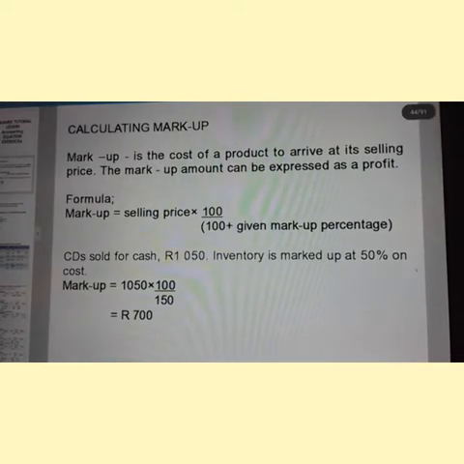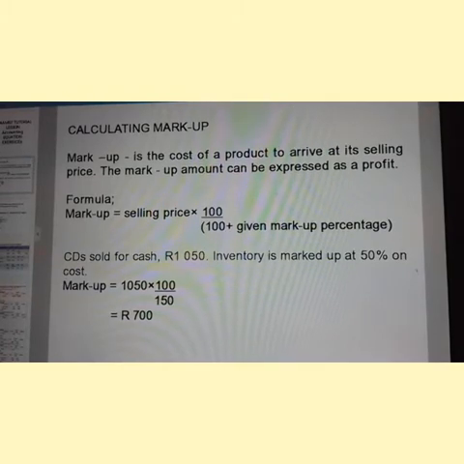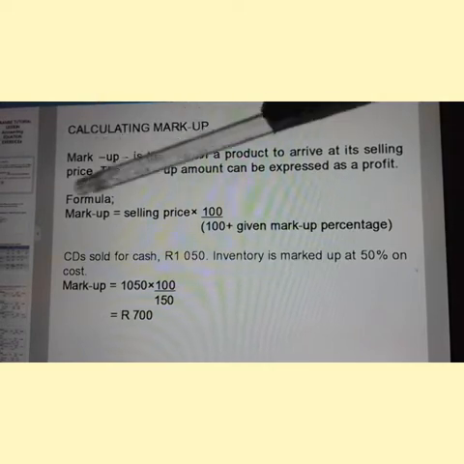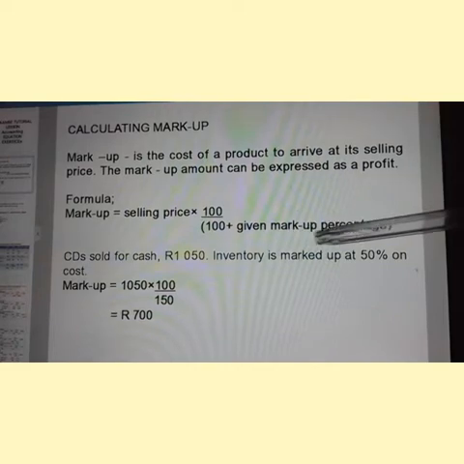Before I begin with this, I just want to show you something that will be part of these exercises. So I want to show you how to calculate the markup. The markup is the cost of a product. To arrive at its selling price, the markup amount must be expressed as profit. So the formula for calculating the markup: we take the selling price times 100 divided by 100, and we add the given markup percentage.